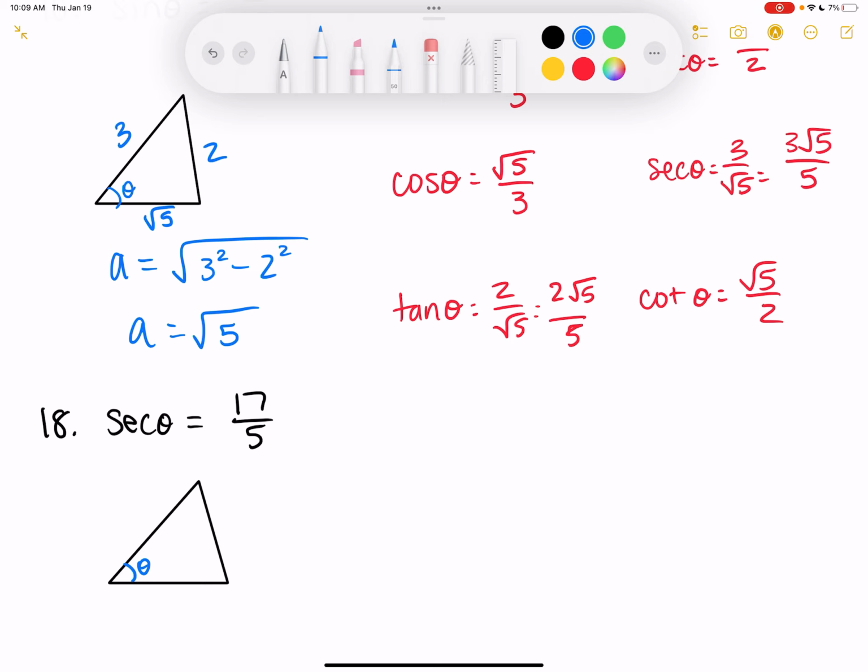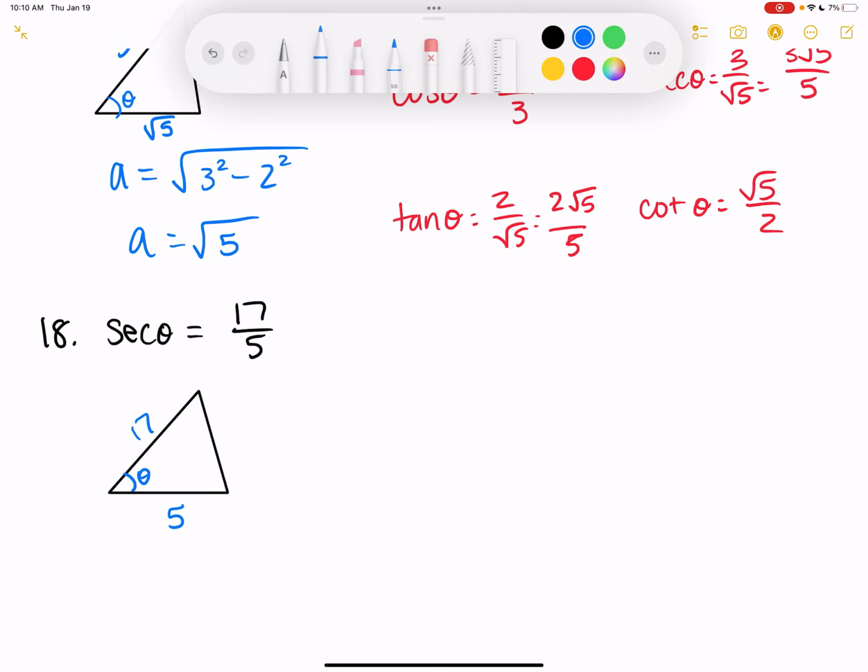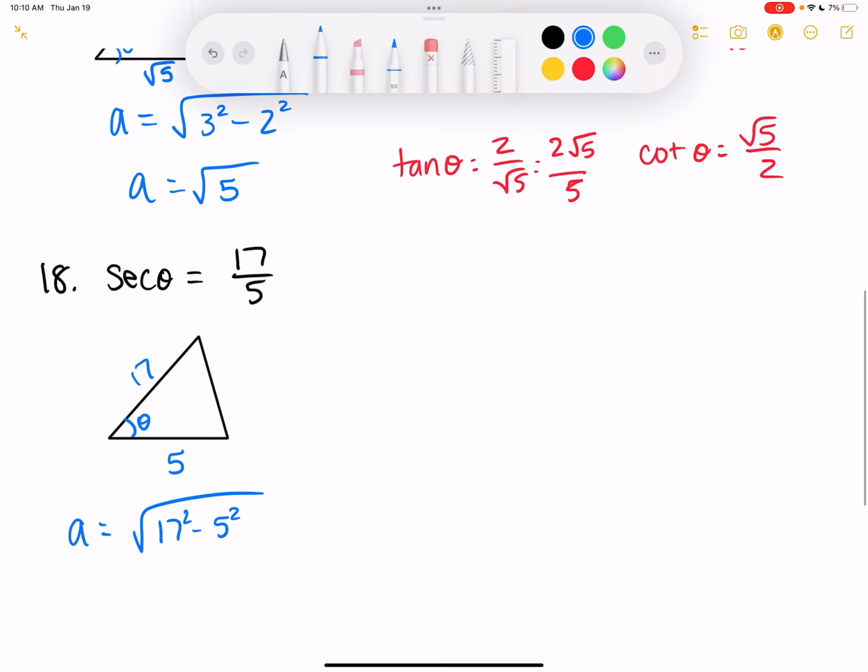So, where does the 17 go? Hypotenuse. Yep. What about 5? Adjacent. And then Pythagorean theorem modified to find the other side. A is equal to the square root of 17 squared minus 5 squared. So that's the square root of 289 minus 25.